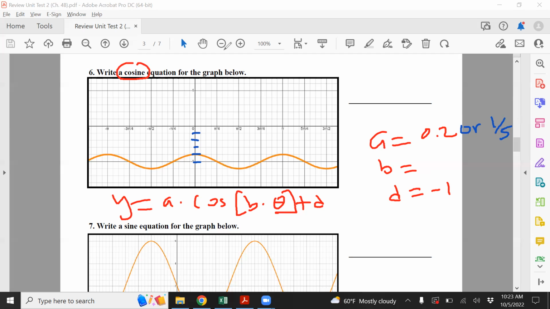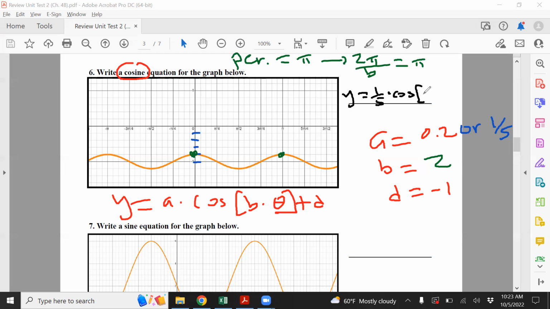Okay, now the period, let's be careful here. We start here and we end here. How long is one cycle here? Right, so the period is pi. But we can't say b is pi. How do I solve for b? So what's b going to be equal to? 2. Good, excellent. Now you got it. Let's write it out. Y equals 1/5 or 0.2, I don't really care, times cosine of 2 theta minus 1.